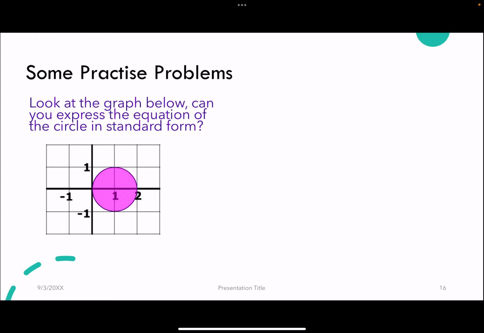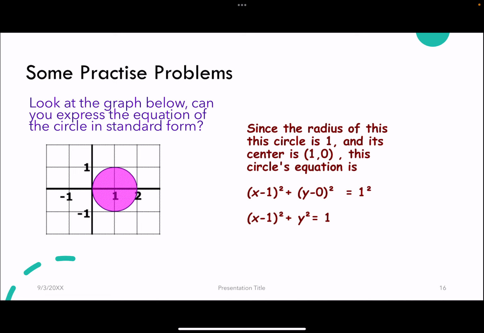Okay, let's just pause and then think about it. So the first thing that you can do is to think, where is my center? And how much is the radius? So if you look at this question here, the center is at 1, 0. And the radius is actually 1. So remember, we take the difference of x and the difference of y. So for x, I have (x minus 1) squared. For y, I have (y minus 0) squared. Radius is 1, so it's 1 squared. So (x minus 1) squared plus y squared equals 1 will be the equation of the circle in standard form. Are we alright?